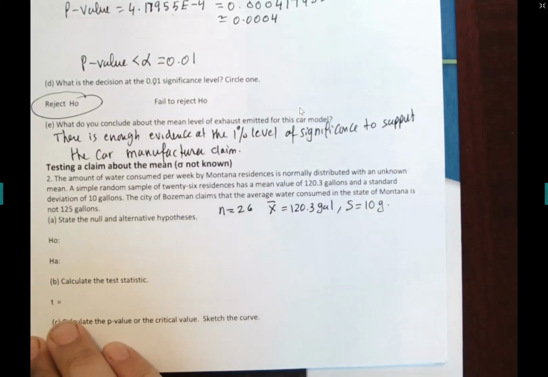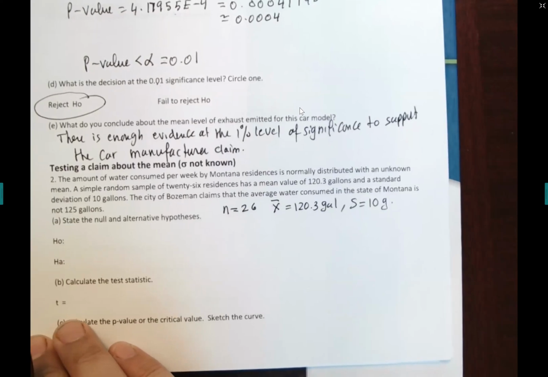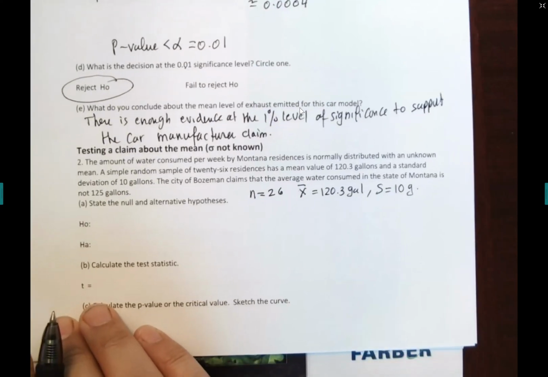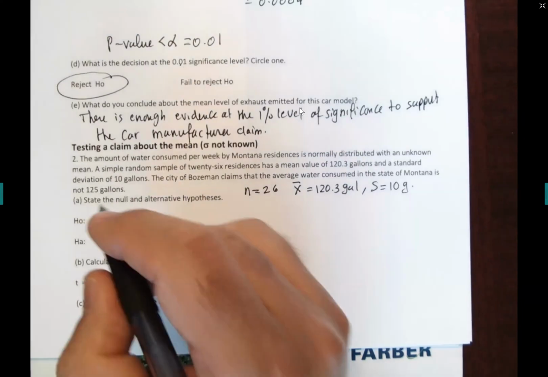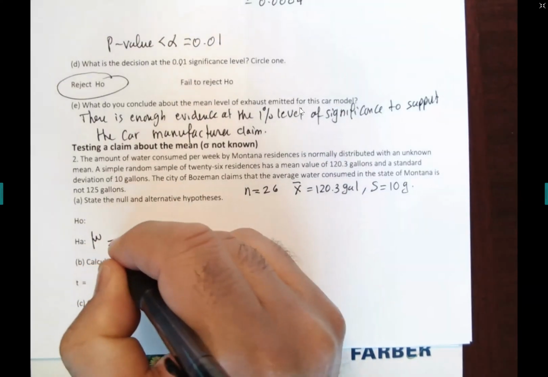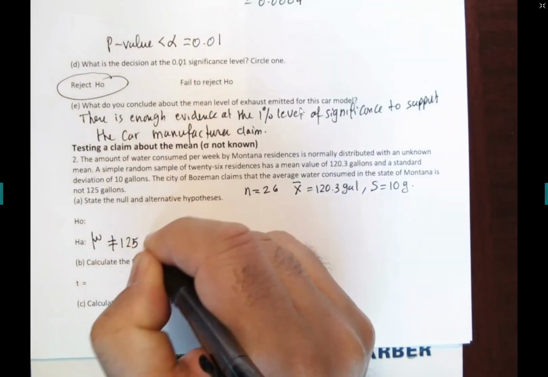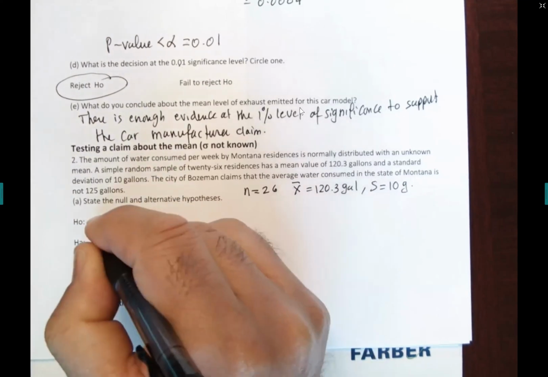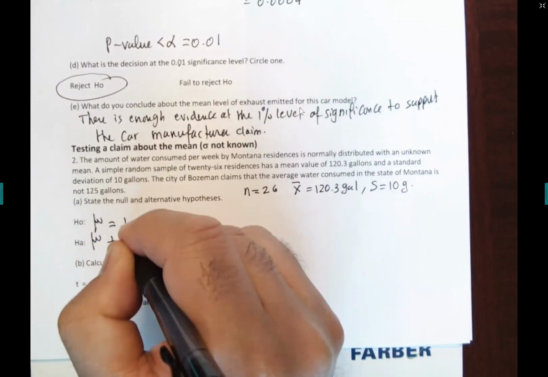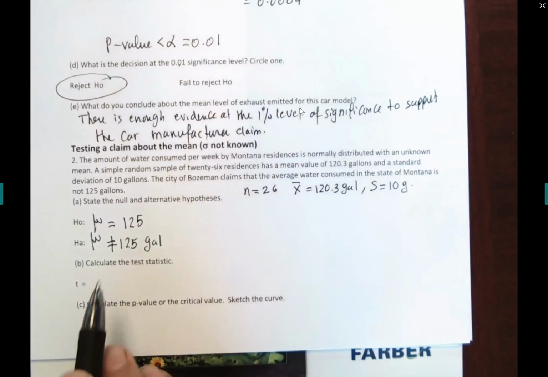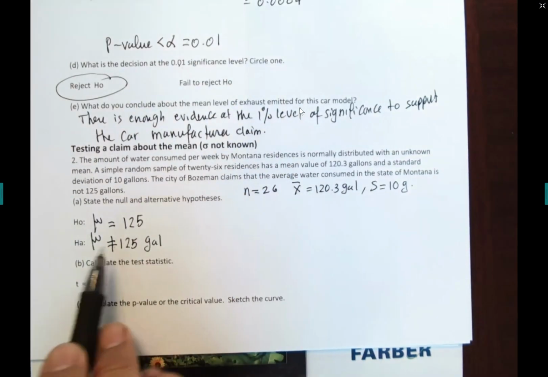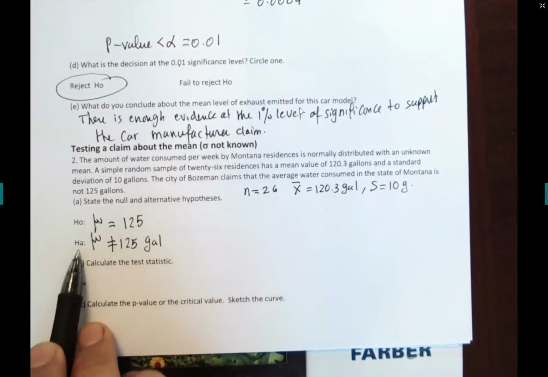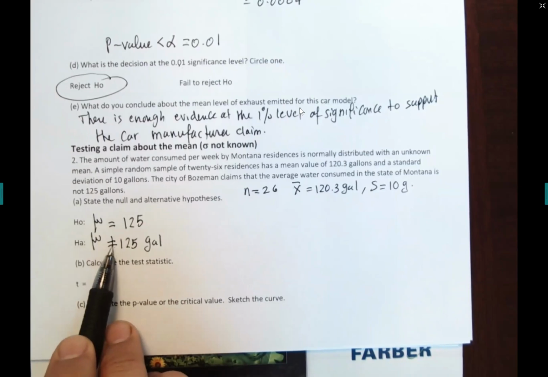The city of Bozeman claims that the average water consumed in the state of Montana is not 125 gallons. So it's clear, guys. He's telling you what the claim is. Mean is not 125. So then your null hypothesis will be equal 125. And you guys understand why I put not equal in HA, because HA only can take not equal, less than, or greater than. So it has to be right here.